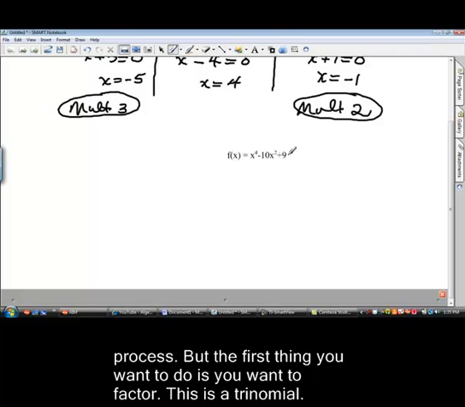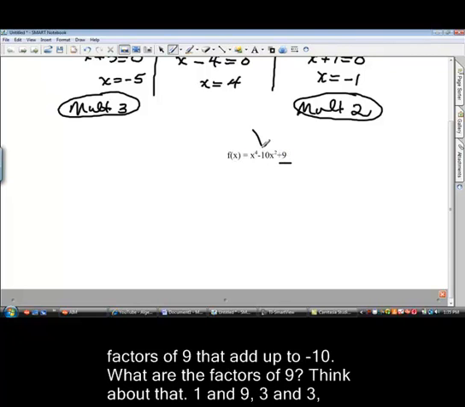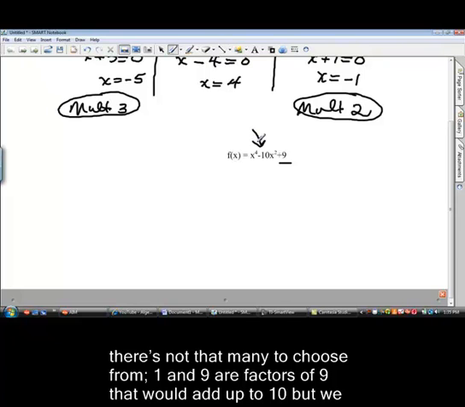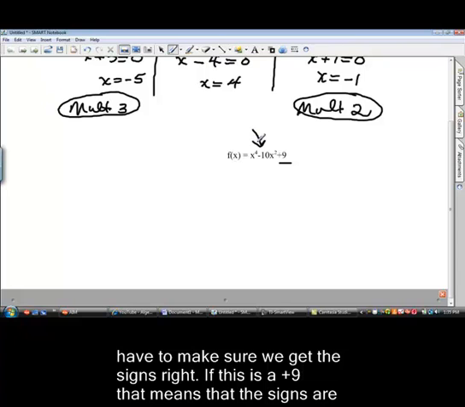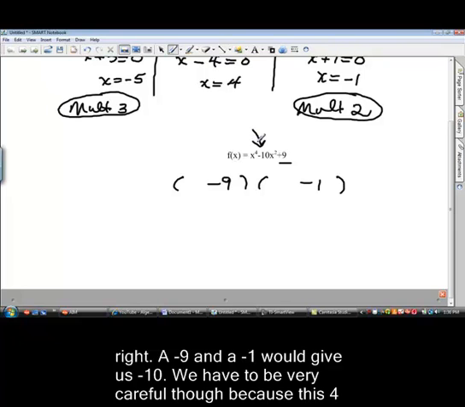This is a trinomial. Even though it has a 4 in the front, it is a trinomial because it has 3 terms. So we're trying to find factors of 9 that add up to negative 10. What are the factors of 9? Think about that. 1 and 9, 3 and 3. There's not that many to choose from. 1 and 9 are factors of 9 that would add up to 10, but we have to make sure we get the signs right. If this is a plus 9, that means the signs are the same. So it's got to be a plus 1 and a plus 9, or a negative 1 and a negative 9. Most of the time we can get that part right. A negative 9 and a negative 1 would give us negative 10.